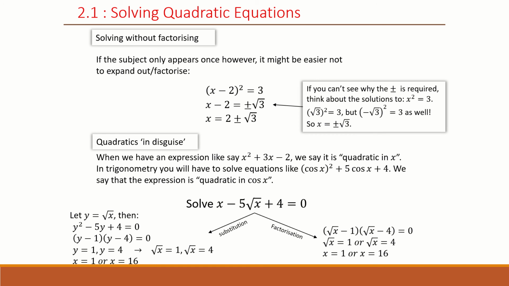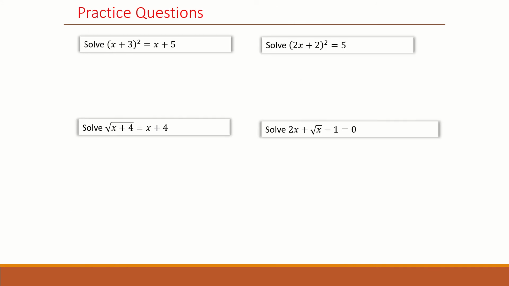And then we factorize into two brackets. We get our two answers of 1 and 4. We sub root x back in, and then we should get x equals 1 or x equals 16. Or you can factorize it and do exactly as you did in the last slide, and you should also get x equals 1 and x equals 16. Have a go at these practice questions.